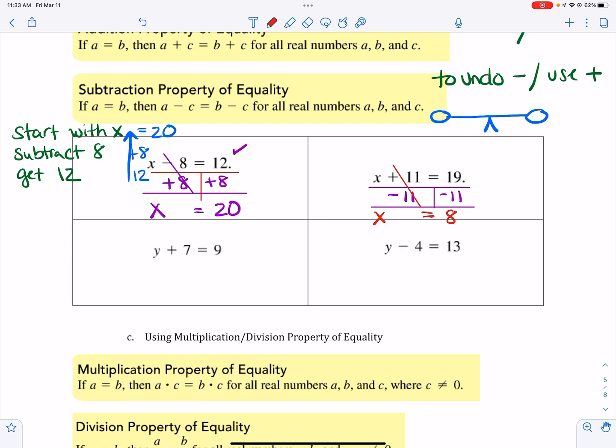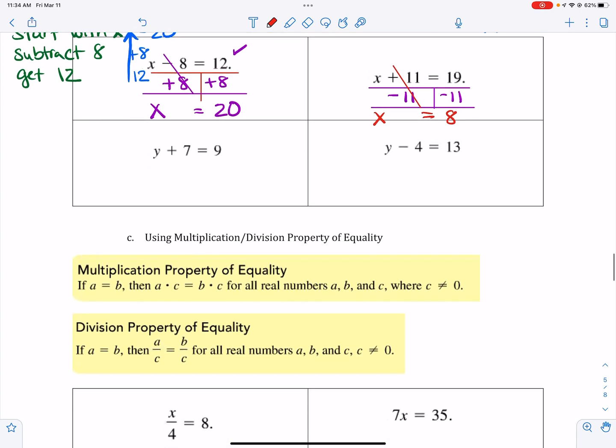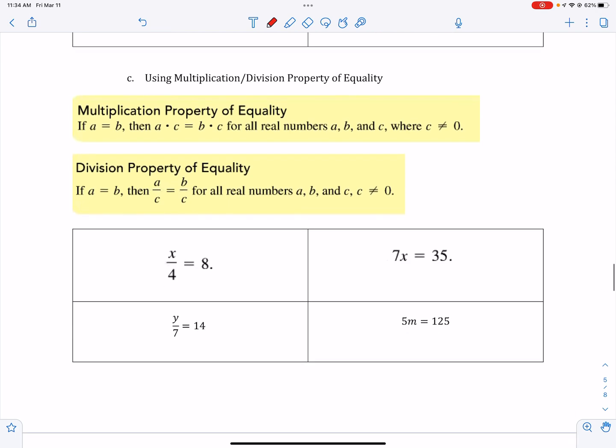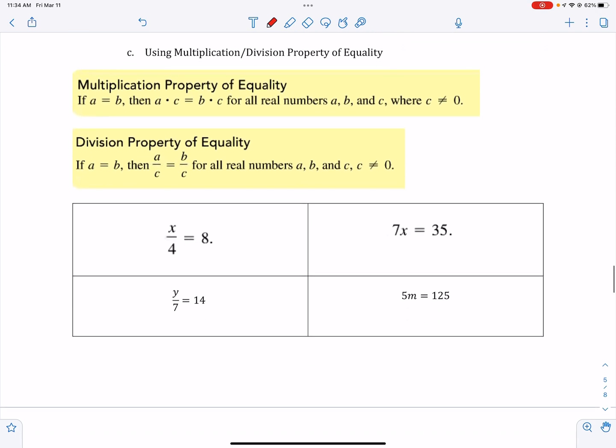I'm only going to do 2 of these first equations. The notes are posted and you guys can see the other 2. Now we're going to go into division and multiplication. So to undo multiplication, you use division. And to undo division, you use multiplication, okay?